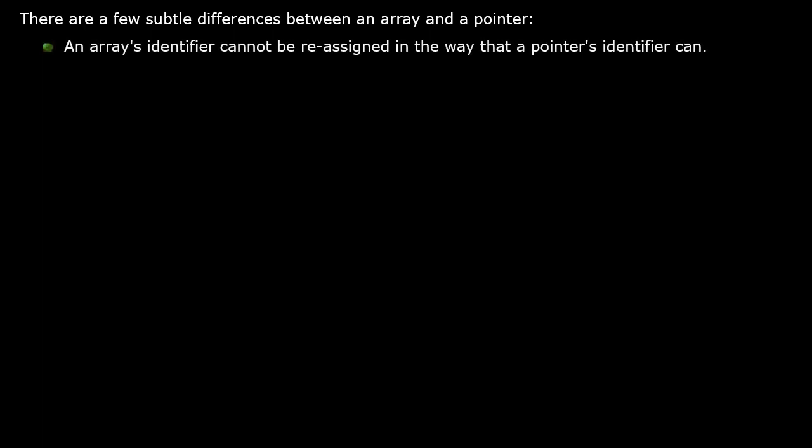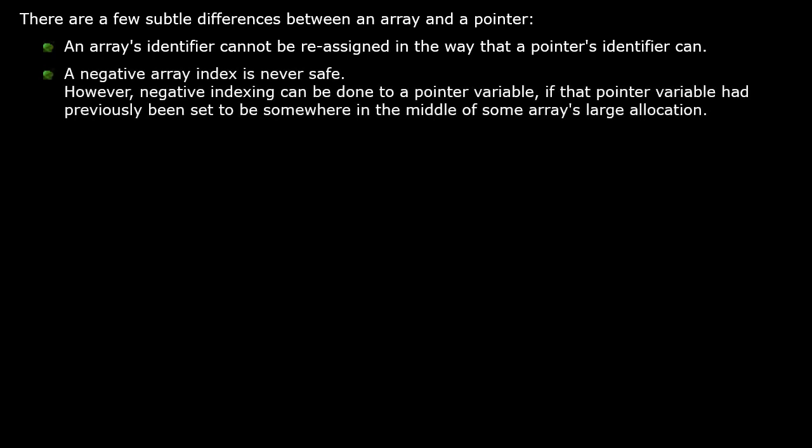There are a few subtle differences between an array and a pointer. A pointer's identifier can be reassigned to some other memory address, but an array's identifier cannot be reassigned. A negative array index is never safe. However, negative indexing can be done to a pointer variable if that pointer variable had previously been assigned to be somewhere in the middle of a large enough memory allocation.